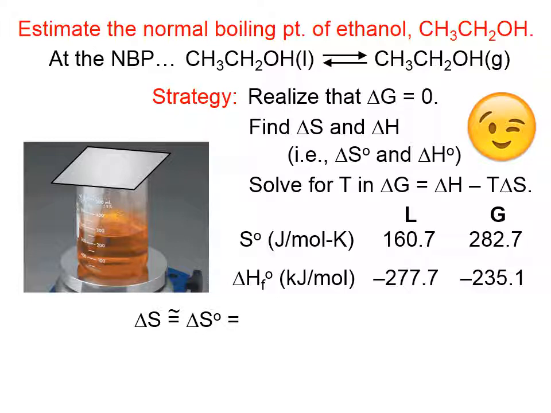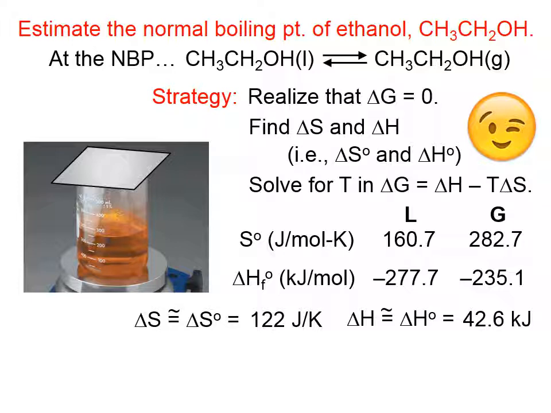Our delta S naught is found by taking products minus reactants. And in our equation here, we have the gas as the product, and the coefficients are 1 in both cases. If we simply go 282.7 minus 160.7, that's going to give us our delta S naught. We'll do the same thing for our delta H naught. We're going to take the products, gas phase, minus the liquid phase.